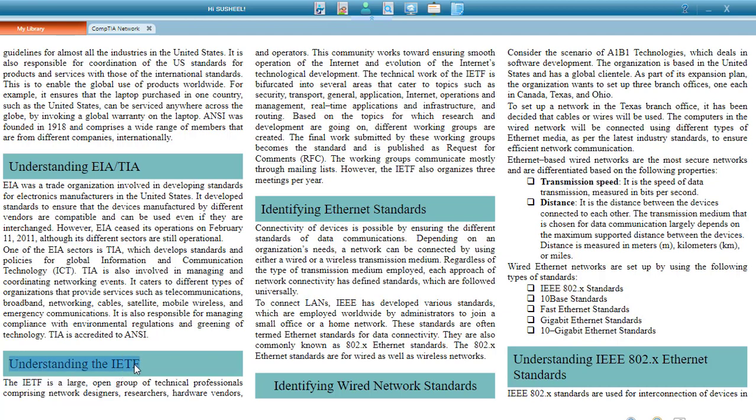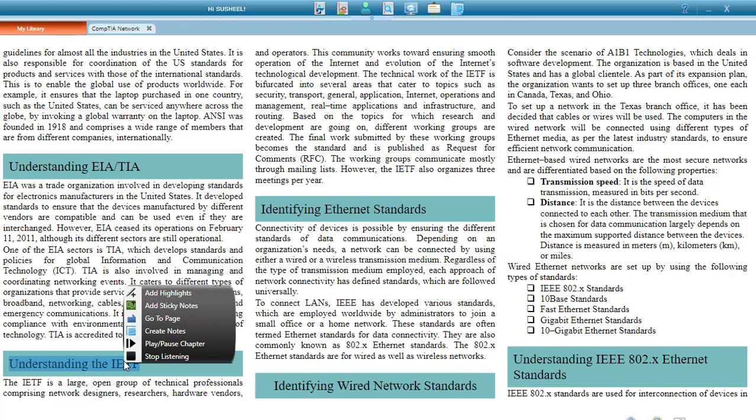Understanding EIA/TIA. EIA was a trade organization involved in developing standards for electronics manufacturers in the United States. It developed standards to ensure that the devices manufactured by different vendors are compatible and can be used even if they are interchanged. However, EIA ceased its operations on February 11, 2011, although its different sectors are still operational.